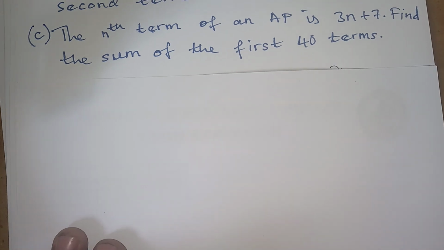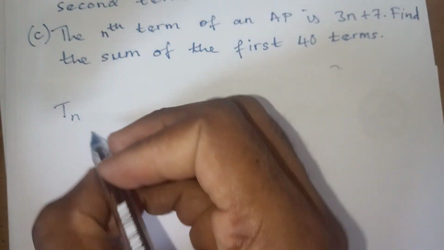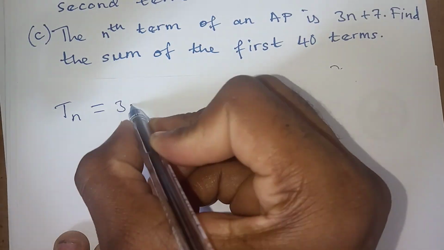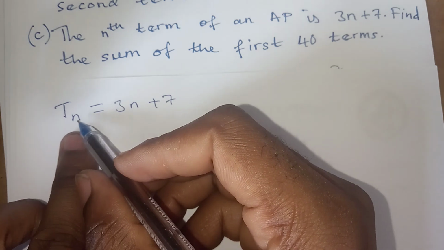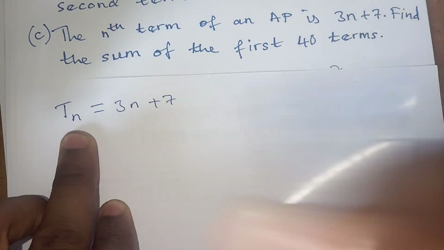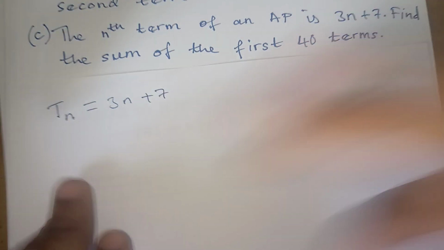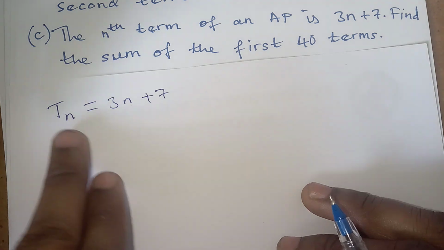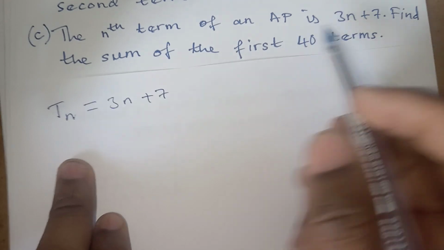Lastly, we have this one, the nth term of an AP. The nth term of an AP is given by 3n plus 7. This is like an expression for the nth term, any term. If I want to find the first term, I just put a 1 there and a 1 there, then I'll have the first term. If I want to find my 10th term, I just put my 10 there. So now this is given by this.